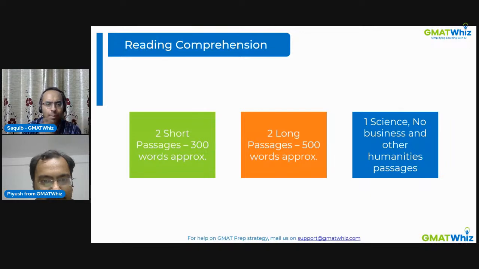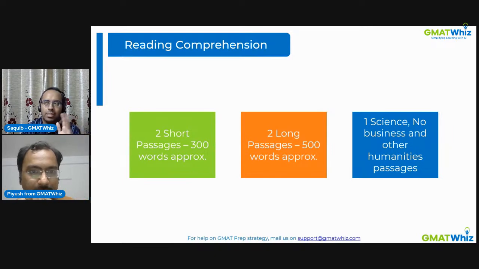But yeah, let's talk about the length first. Of my 4 RCs, only one of them was huge, literally 5 paragraphs, which came again in the third quarter. But my first RC and the second RC were roughly about 300 words, I would say, 2 paragraphs, 3 paragraphs type. And the last RC was a short one, thankfully.